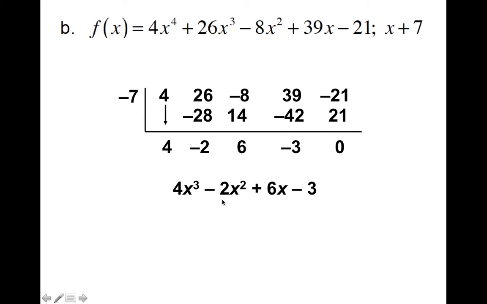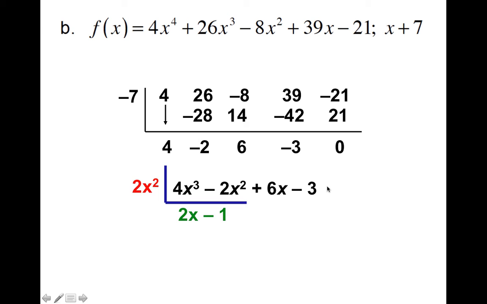Notice we don't have 3 terms, we have 4. So we're not going to be able to t-chart. Instead, we're going to factor by grouping. So looking at the first 2 terms, what is the greatest common factor in the first 2 terms? In this case, it would be a 2x squared. So 4x cubed divided by 2x squared is 2x. And then we have a negative 2x squared divided by a 2x squared, which is a negative 1.